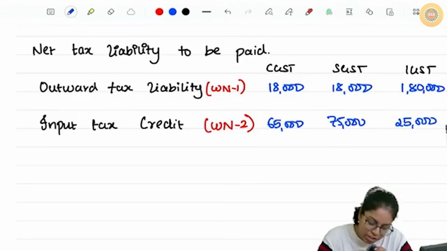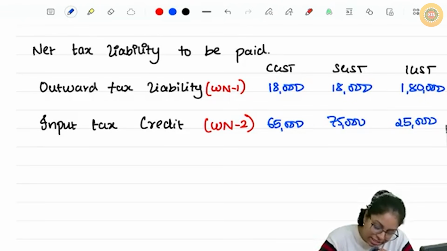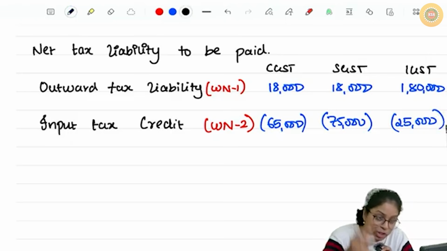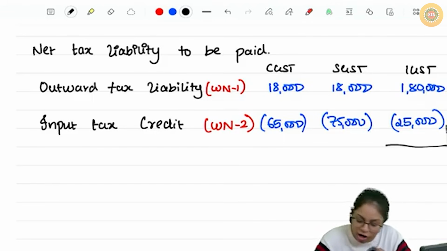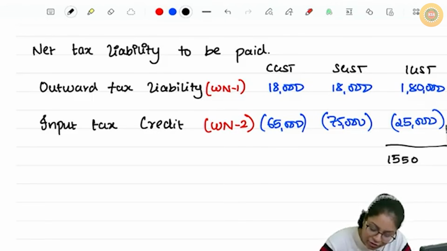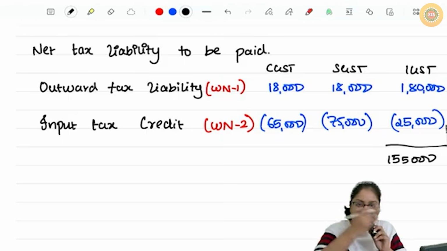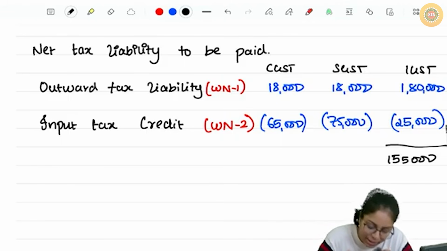Okay. So first, what will I do? I will utilize the entire ITC. I always told you in class, start with IGST. Have I utilized the entire IGST? Yes. 1,80,000 minus 25,000, how much do I have excess? 1,55,000. Let me see if I am getting anything in SGST and CGST so that I can use it.